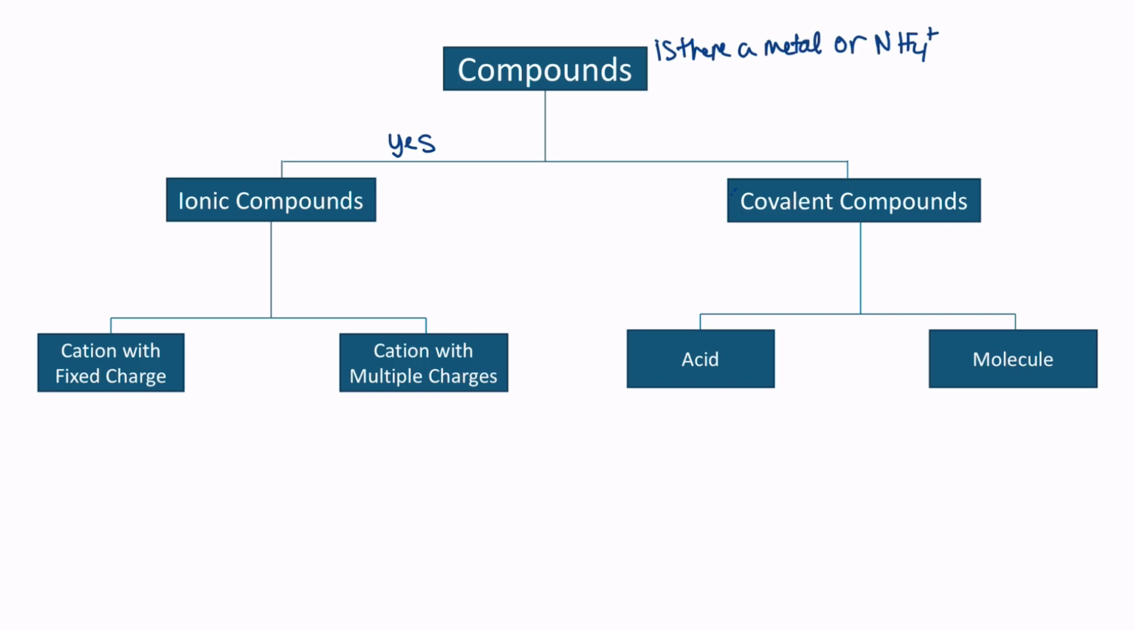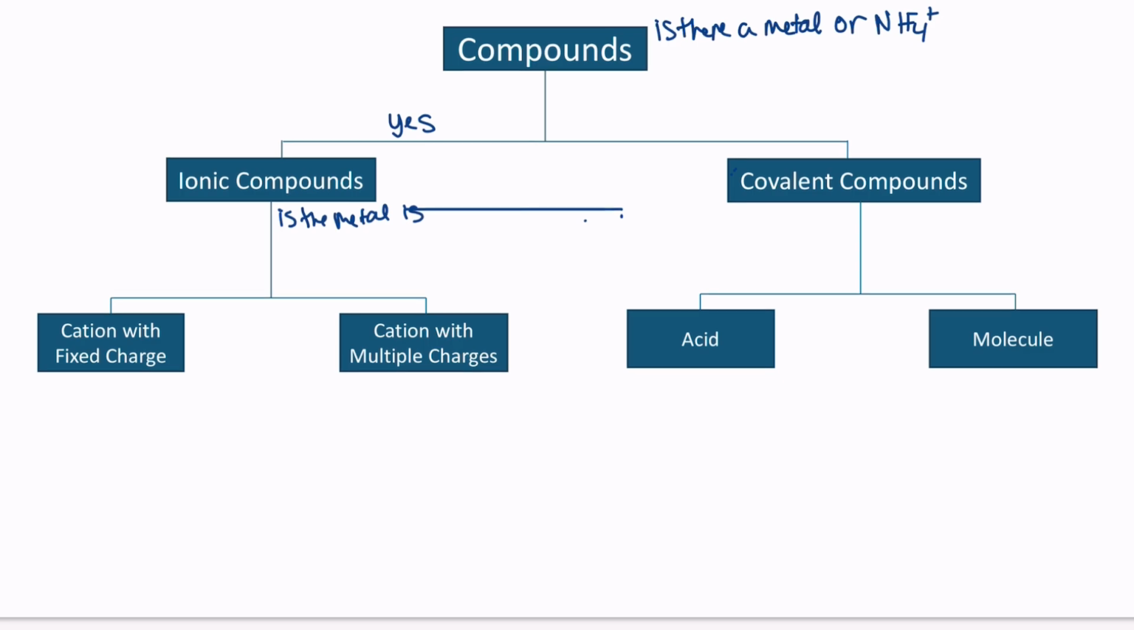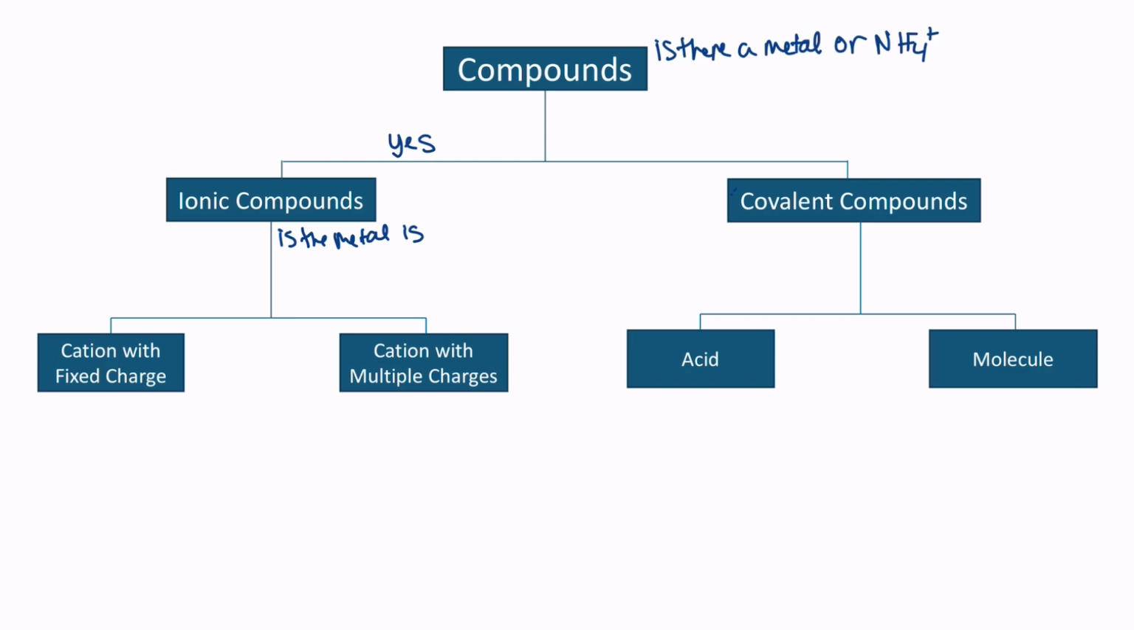If you know you're dealing with an ionic compound, the next question you want to ask yourself is: is the metal in groups 1, 2, or 3? All of those metals have fixed charges. Or is the metal zinc, cadmium, or silver? What you're doing with this question is asking, does the metal in my ionic compound have a fixed charge or not? So remember, metals in groups 1, 2, or 3, zinc, cadmium, and silver all have fixed charges.